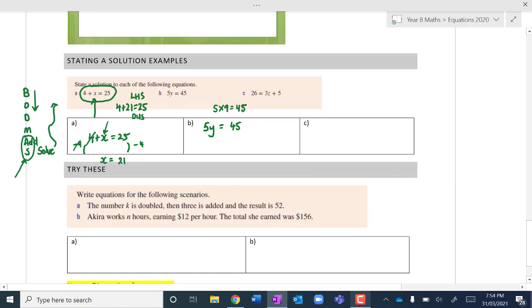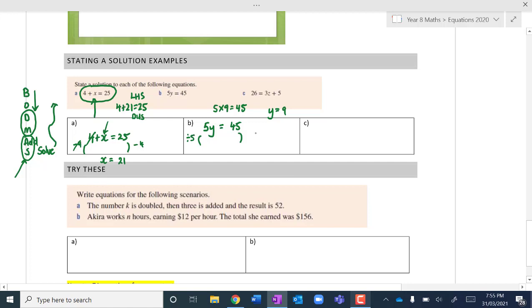So that means that my solution would be y is equal to 9. But if I wanted to tackle it another way, we're multiplying y by 5. So let's have a look. Division and multiplication are inverses of each other. So if I'm multiplying by 5 and I want to cancel that out, let's do the opposite. That's going to be divide by 5.